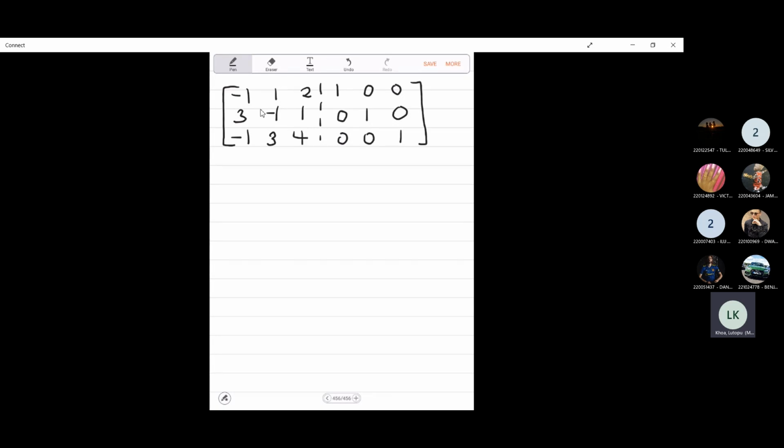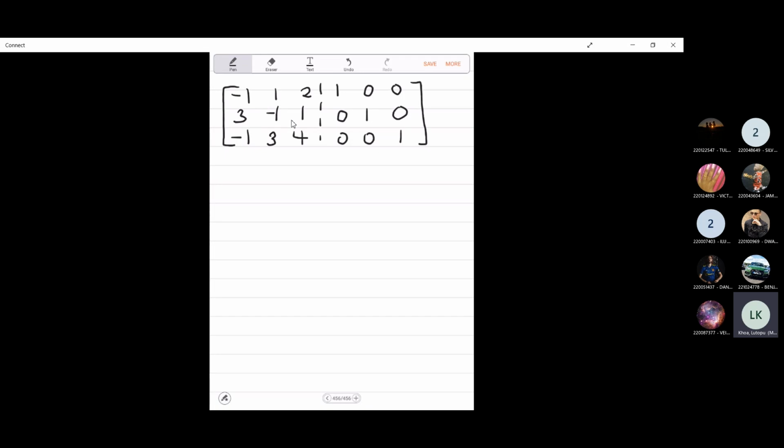The goal here, what we are trying to do, is make this side over here the identity matrix. Just like we did with solving the system of linear equations, except this time we have a bigger matrix. But the procedures we do, adding rows, subtracting rows, multiplying or dividing rows by constants, we still do all of that.